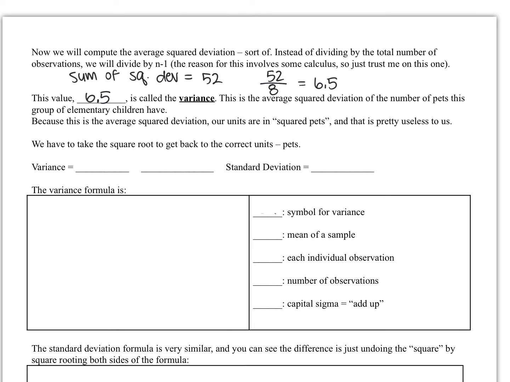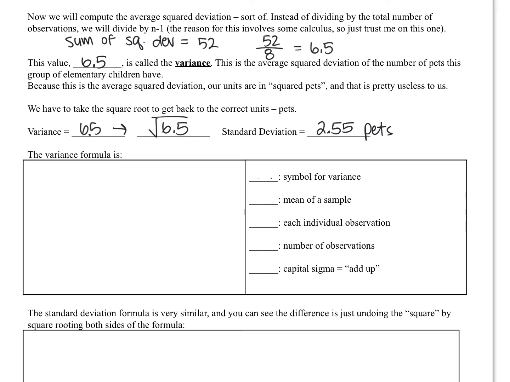So we have our variance, 6.5. We're going to take its square root, and that's going to give us our standard deviation, 2.55, which is going to have the units of just pets. So we can say, on average, each value is about 2.55 away from the mean.